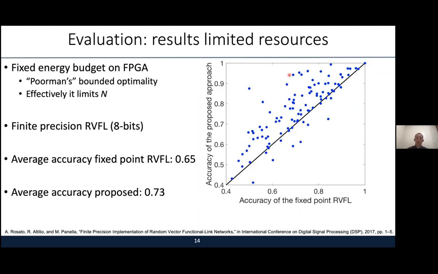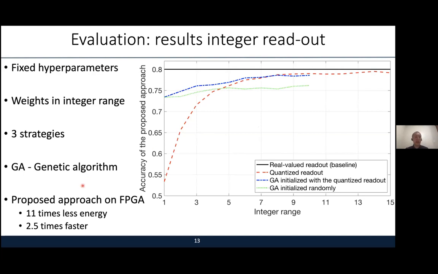And now, the last point here is that we now have a fully integer version of the algorithm. And once we implement it on FPGA and compare it to the implementation of the conventional RVFL for a particular size of the network, we would get 11 times improvement in energy, and it was 2.5 times faster.